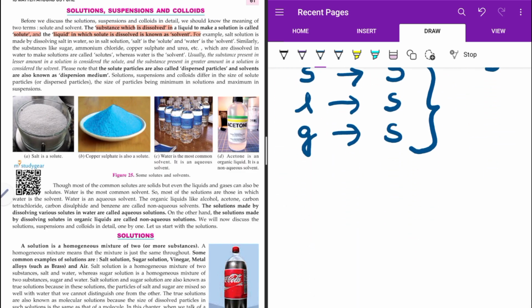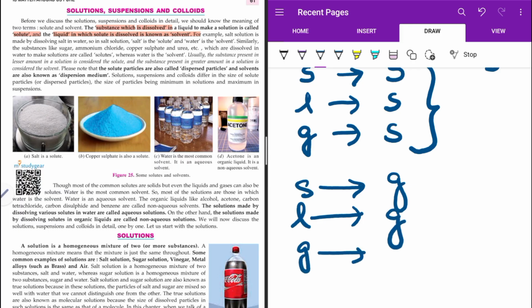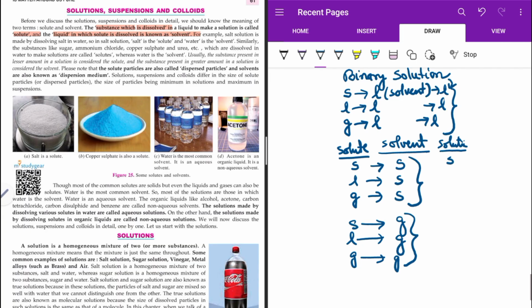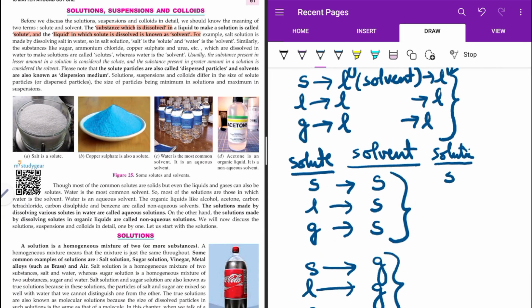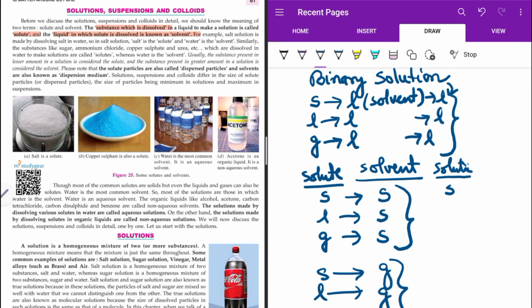Similarly, if I have to prepare a gaseous solution, then I can take solid in gas, liquid in gas, and gas in gas. Regarding all these things, you will be studying in your higher classes. So as of now, you need to focus on liquid solutions and binary solutions, that is, a solution containing two components, one of which is a solute and the other is a solvent.